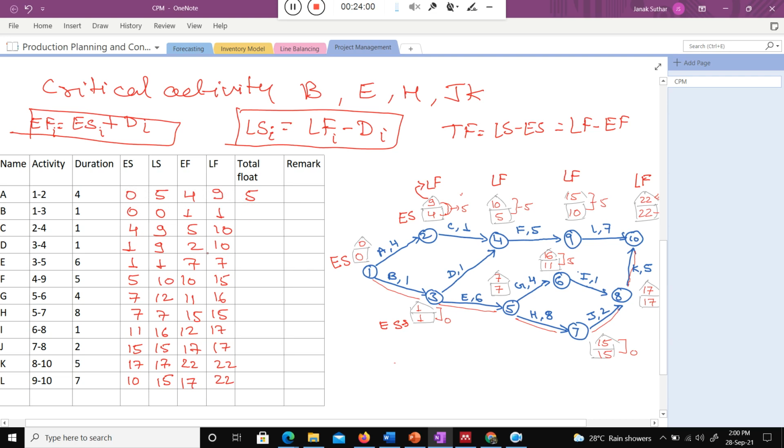class? Can you calculate for the other activities quickly? For activity B, 0, very good. For activity C, 5. Okay, for the next activity, next, next, 5, right? 0, 5, 0, 0, 5, 0, 0, 5. Okay, so this is the total float.